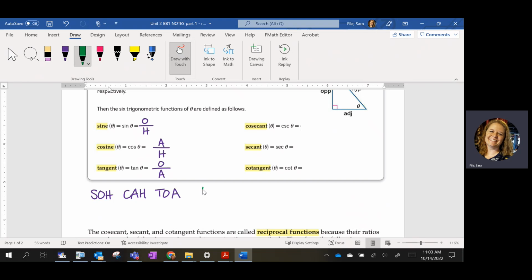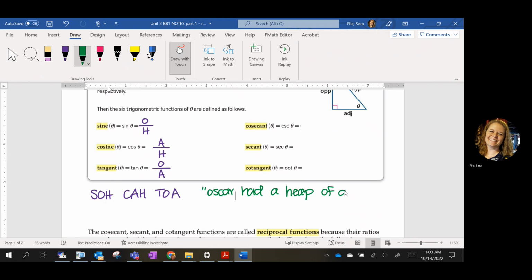You can make up your own little sentence. One that I've heard another teacher use was Oscar had a heap of apples. So that's OH, AH, OA. That's the order of those. OH, AH, OA. So Oscar had a heap of apples. SOHCAHTOA.